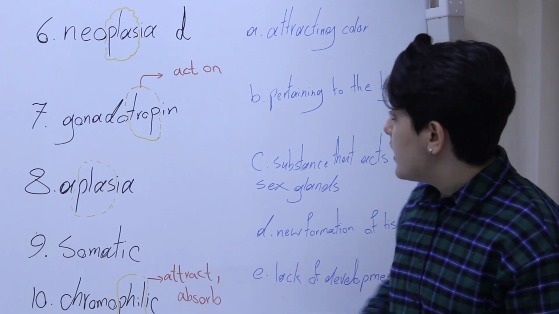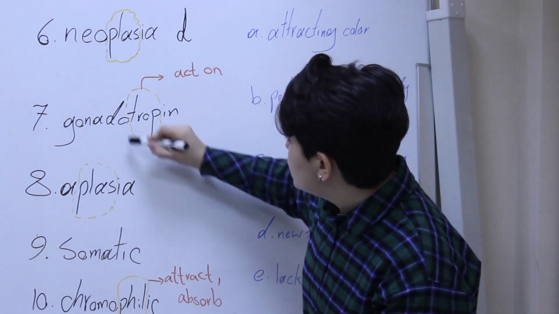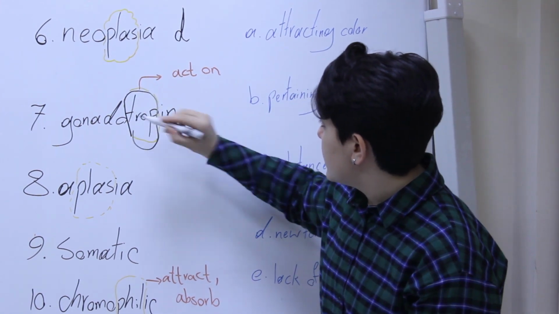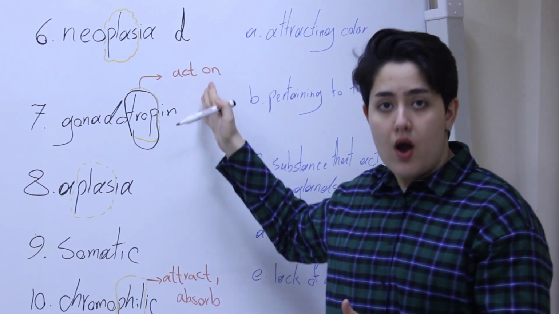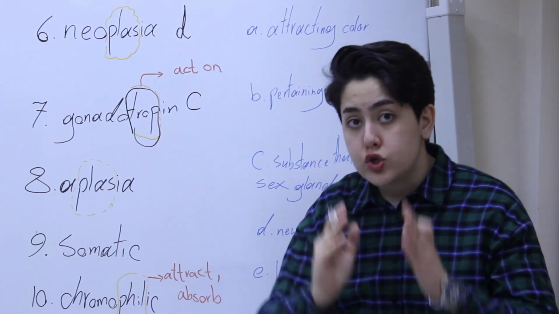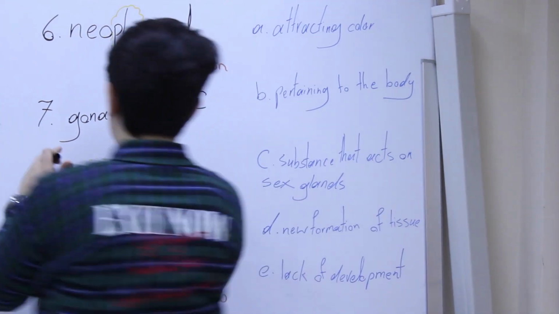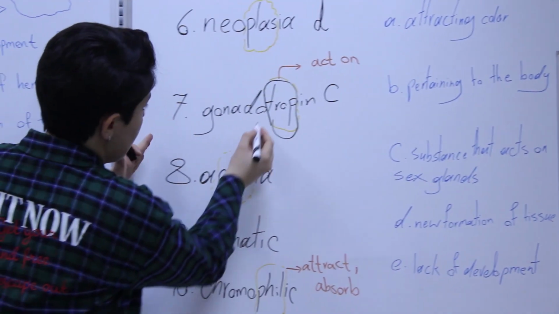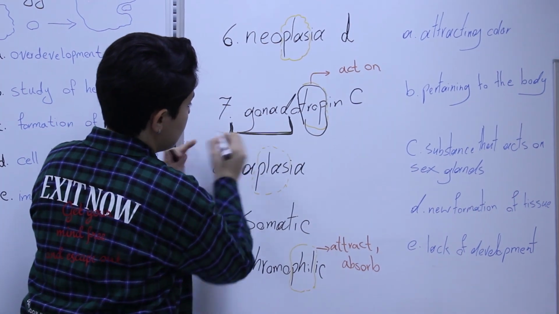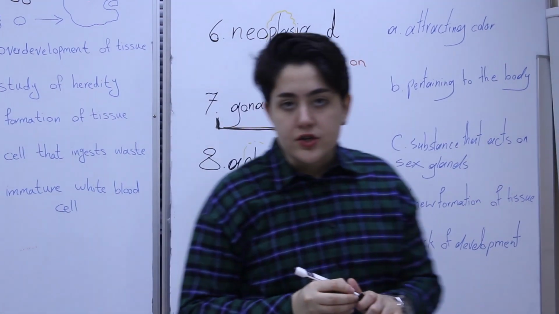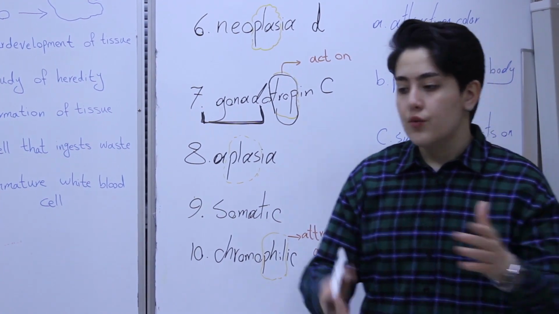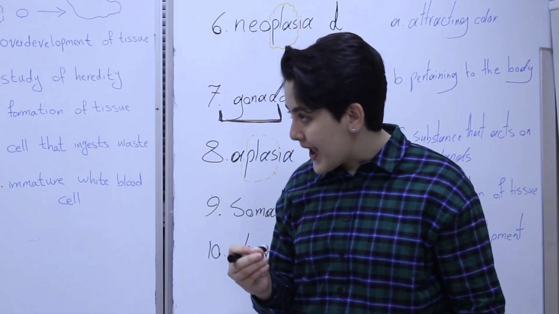Why? Because here trop means act on. And also we have here gonad. This usually refers to sexual things. We have gonad, which means sex glands.